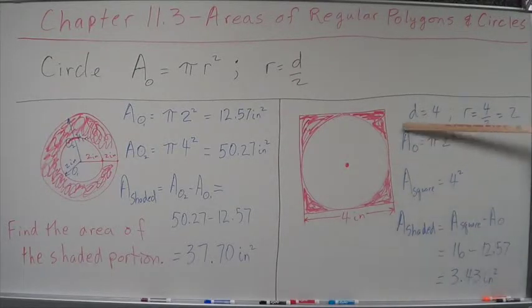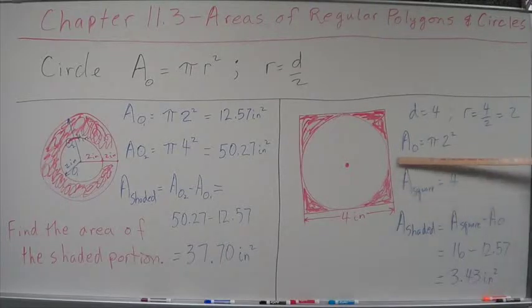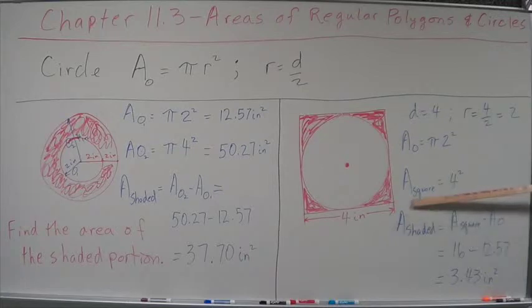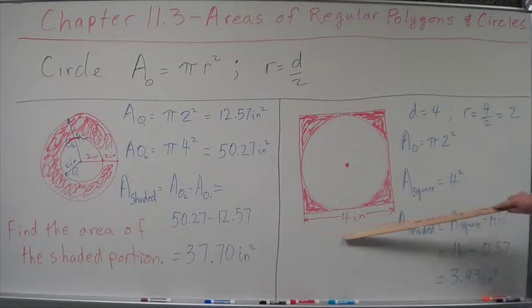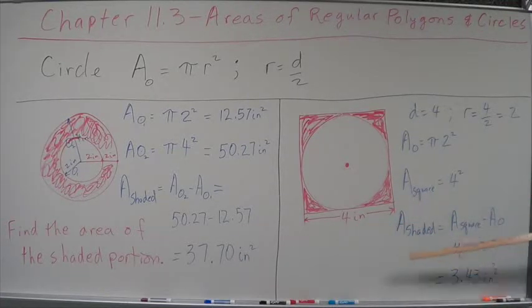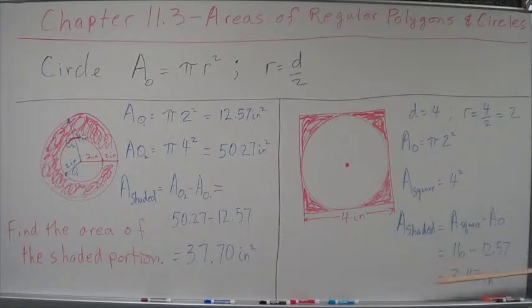Well, we're given the diameter is 4. The radius is diameter divided by 2, or 2. So the area of the circle is going to be pi times 2 squared. What's the area of the square? Well, just a side squared, so 4 squared. The shaded portion is going to be the area of the square minus the area of the circle, or 16 minus 12.57, or we should come up very close to 3.43 inches squared.